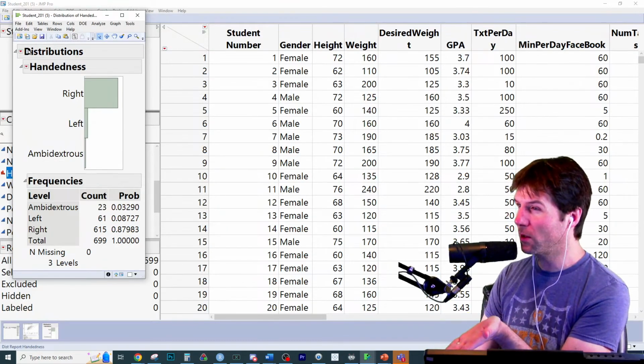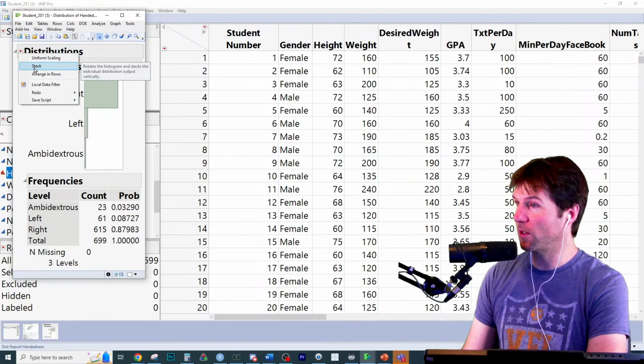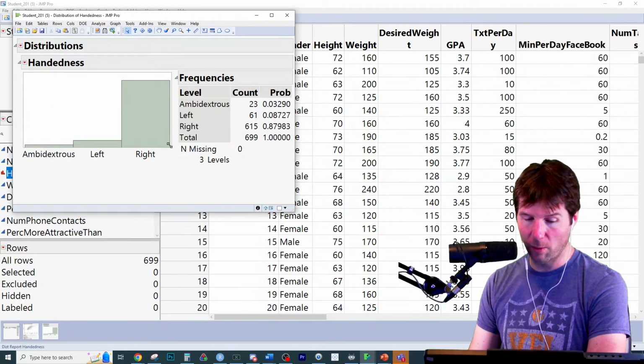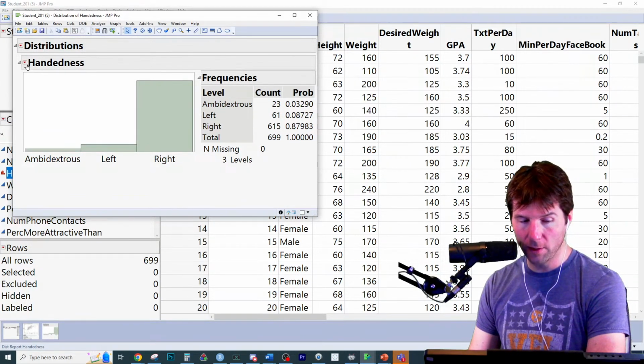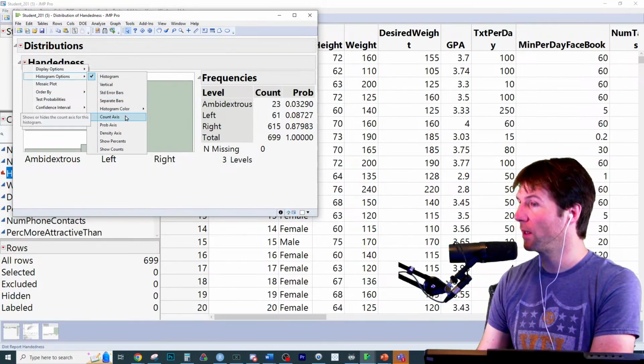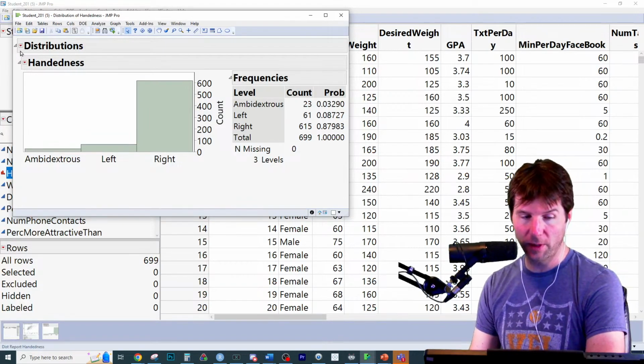So this can be used to do your Data Analytics 7, letting you know what the output looks like. We're going to go here to stack. And then I always like to make this a little bit bigger. Then I go here to the second red arrow, histogram options, count axis. That shows you the counts of individuals in each bin.